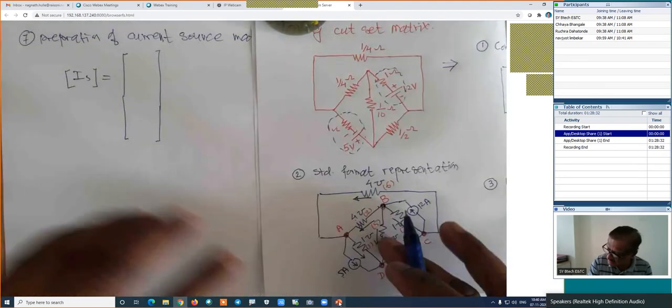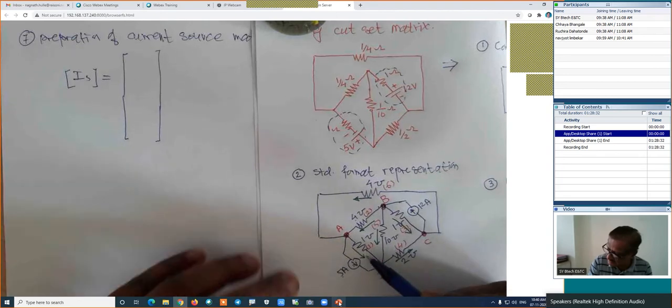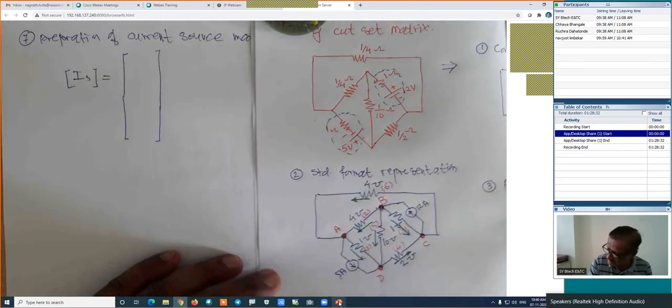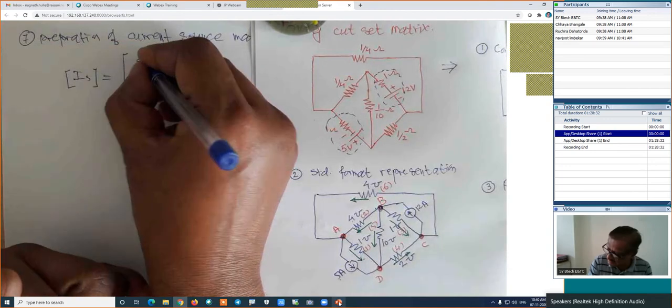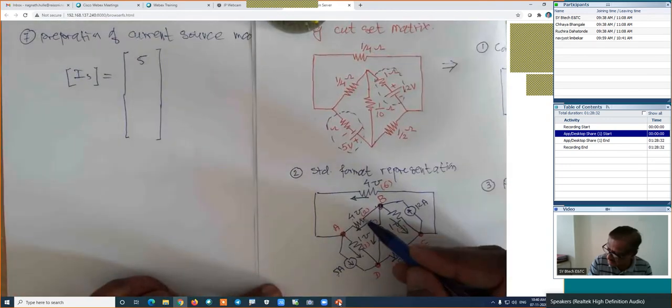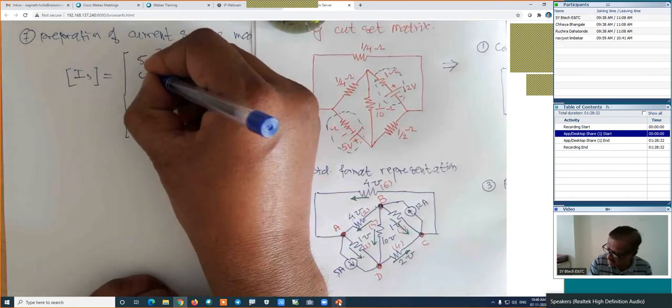For the branch number 1, both directions are same. This direction is downward and this current direction is downward. That's why its entry will be taken as a plus and its magnitude will be 5 ampere. This entry is +5. For the branch number 2, there is no current source attached. Its entry will be 0.